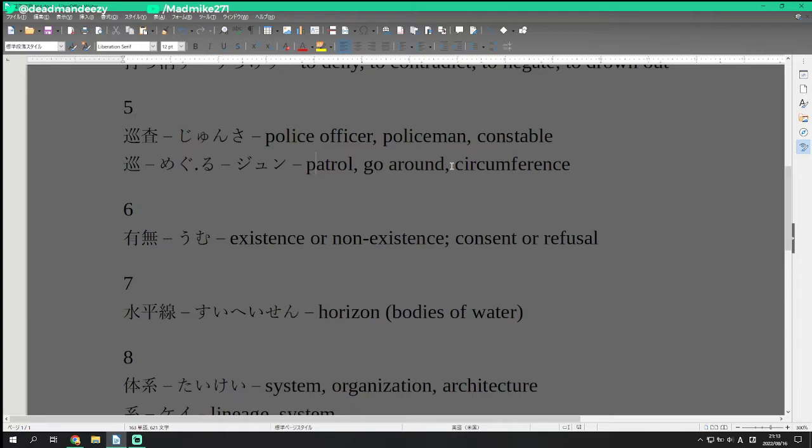And Junsa is to go around and investigate, much like a police officer would. Junsa is a police officer or a constable.